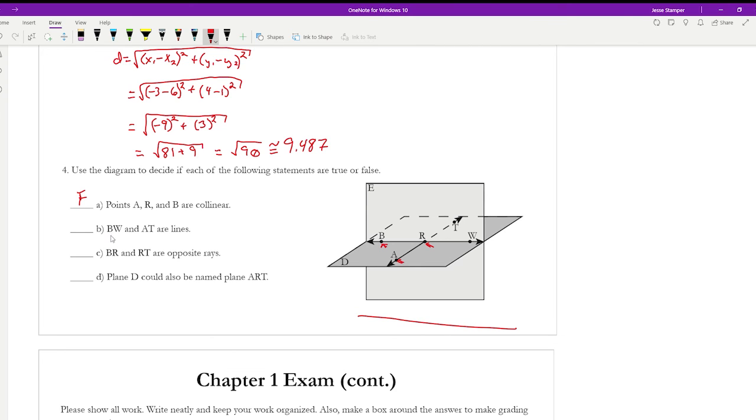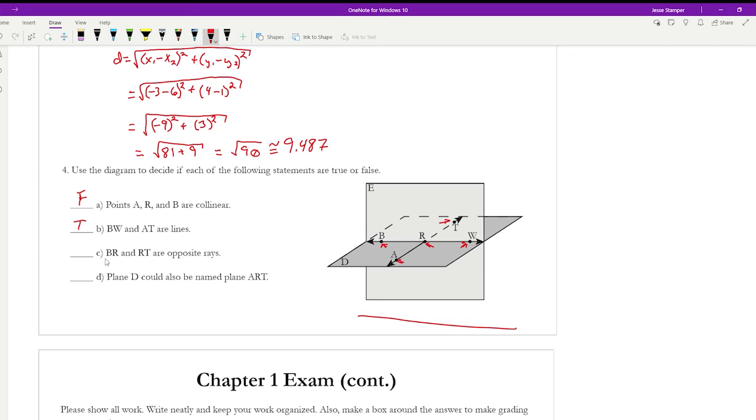The next one, B, is BW and AT are lines. Well, from B to W, that's 2 points on a line, so that counts as a line. Okay. Then we go from our A to T. Well, they're 2 points on a line, so that's a line. So yes, that's true. Remember that the dotted line means that it's passing along plane D and going through plane E and out through, still staying on plane D.